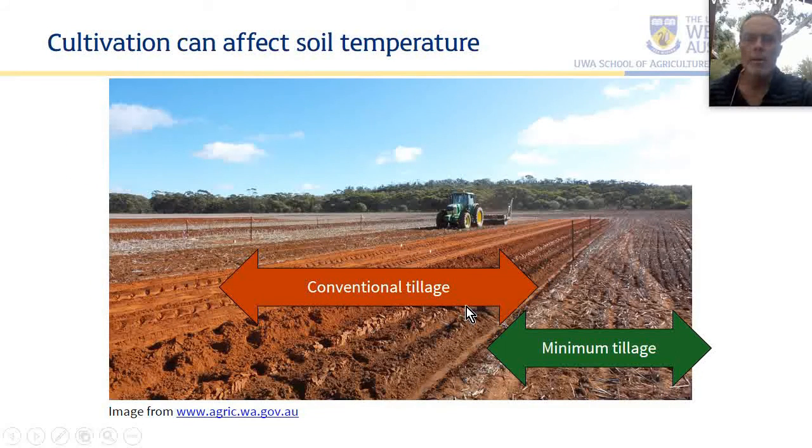Okay, cultivation. So conventional tillage can affect soil temperature. In conventional tillage, we're mixing the soil. We're putting a lot more of the soil surface in contact with the atmosphere, and that would be expected to give rise to a different soil temperature because of the way that heat is gained or lost from that system, compared with a minimum tillage soil where there may be very little disturbance of the soil surface.